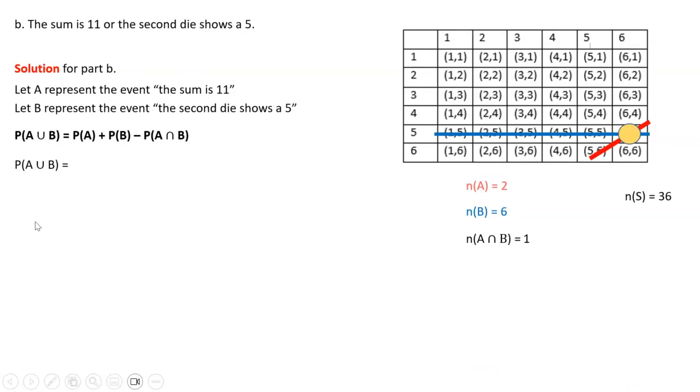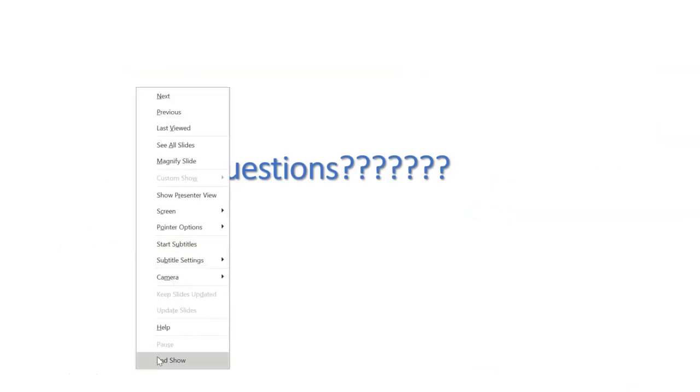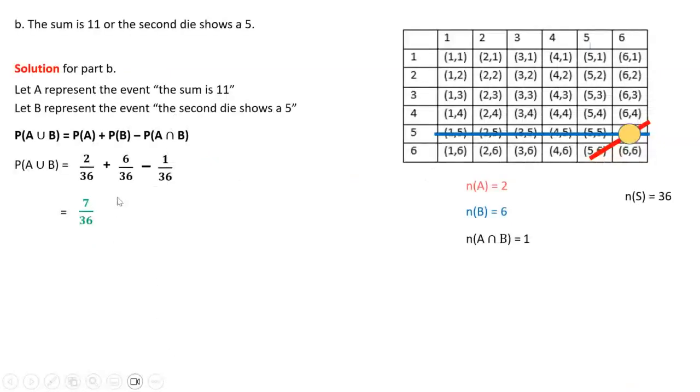So let's put the formula down. So it's going to be 2 over 36 plus 6 over 36 minus 1 over 36. So there's my result, 7 over 36. Okay, let me go back real quick. Hey guys, that's how we work these type of problems.